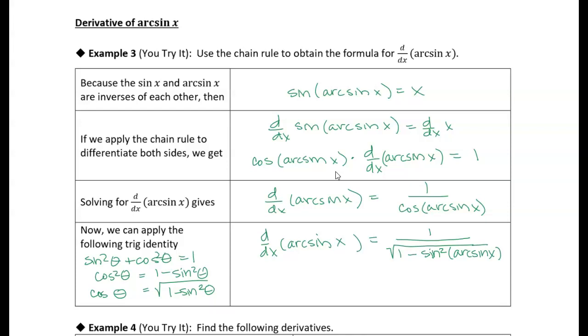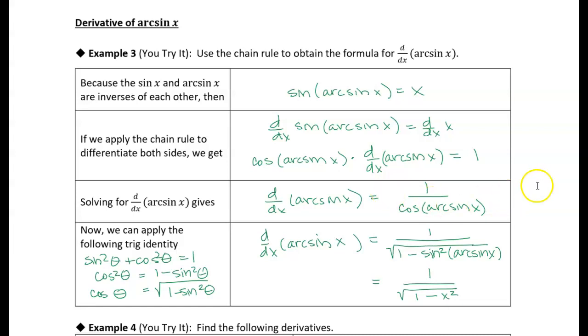All right, so now we have it in terms of the sine of the arc sine. Okay, so the sine of the arc sine is x, right? We know that, so let's just replace the sine of the arc sine with x, and what we end up with is 1 over the square root of 1 minus x squared. All right, there's another one for your reference sheet.